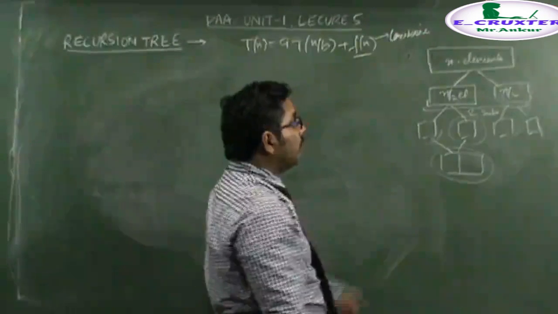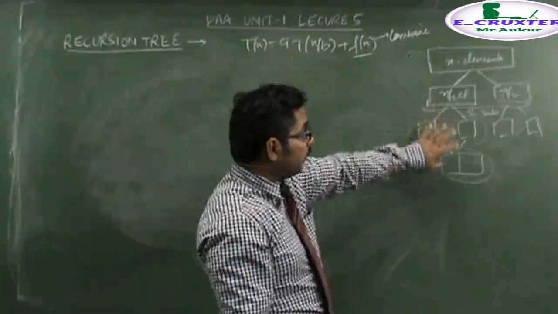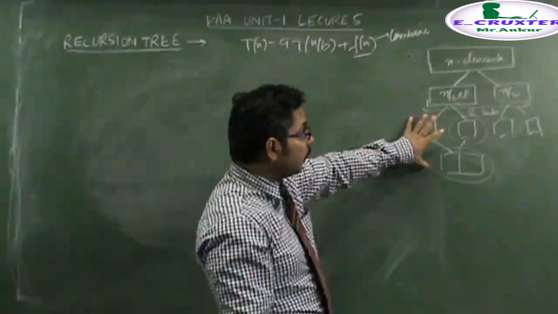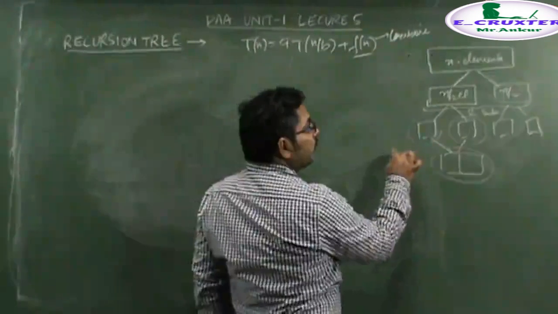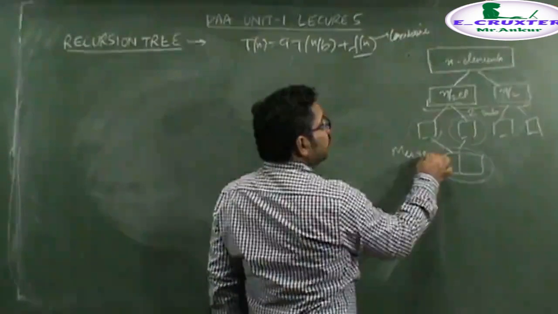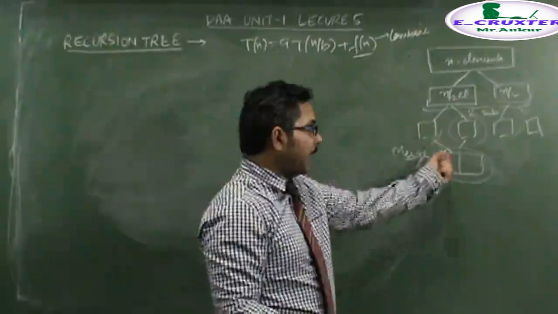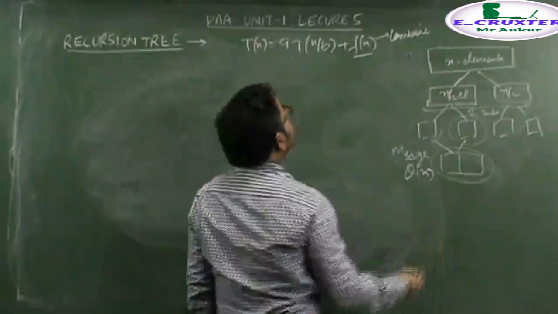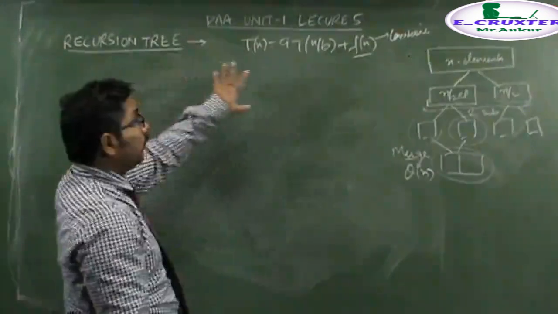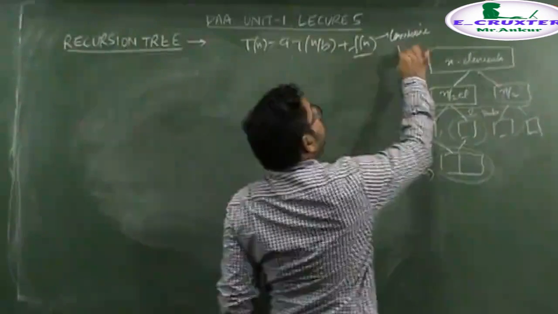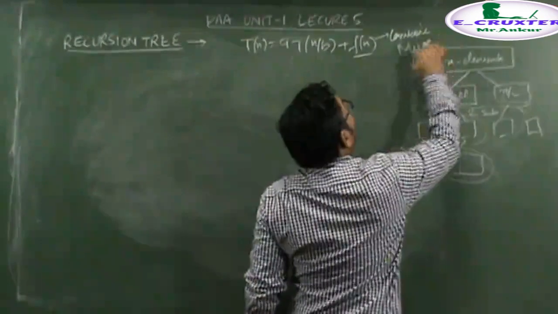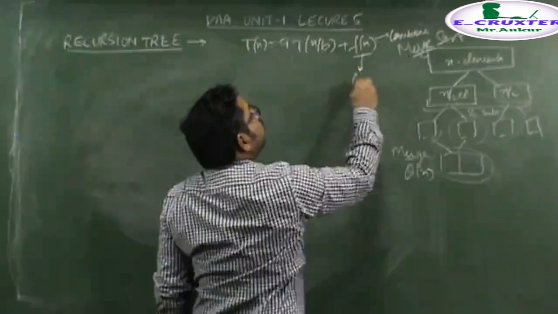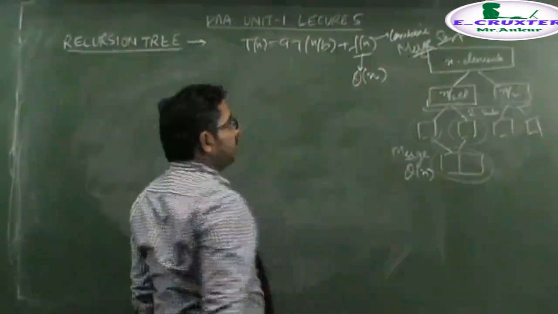And I told you that the procedure used while combining is known as the merge procedure, and the running time to combine these two subproblems is denoted by theta of n. Hence, while we are solving the merge sort problem, this combining time will come as theta of n.